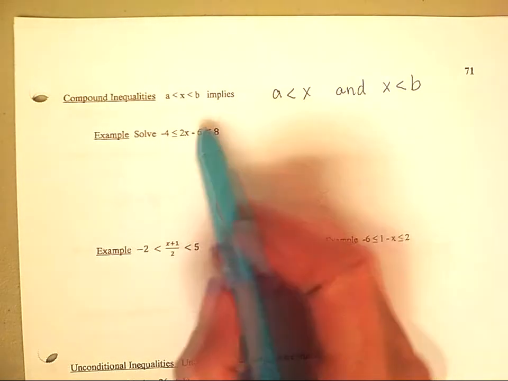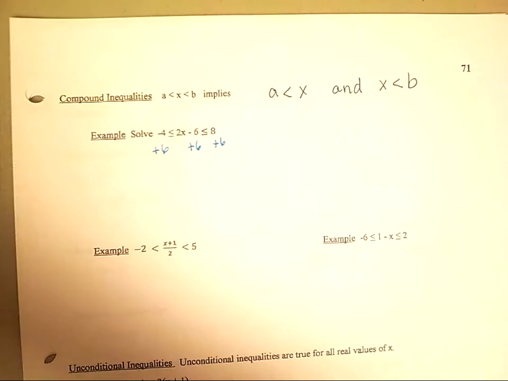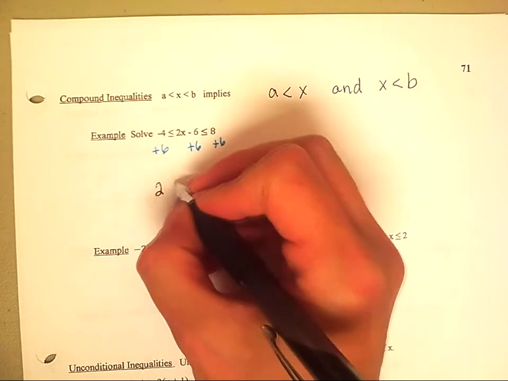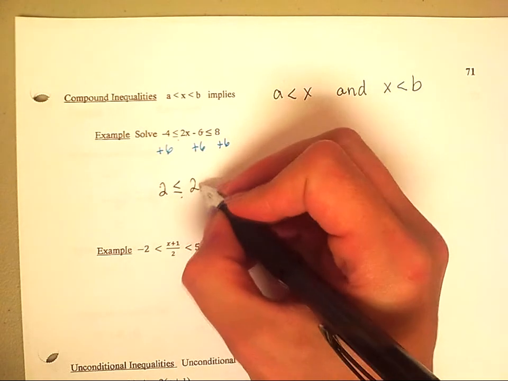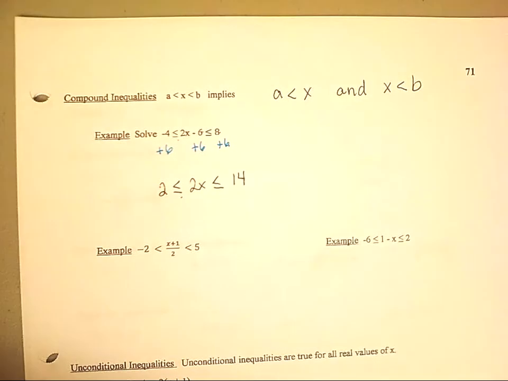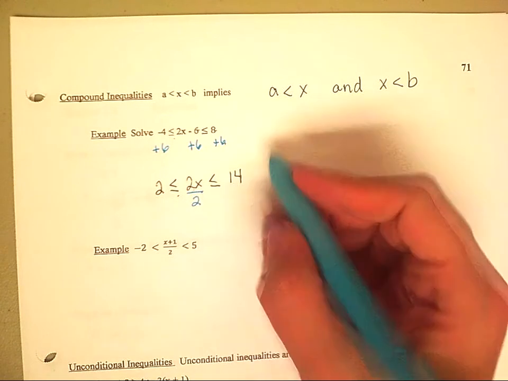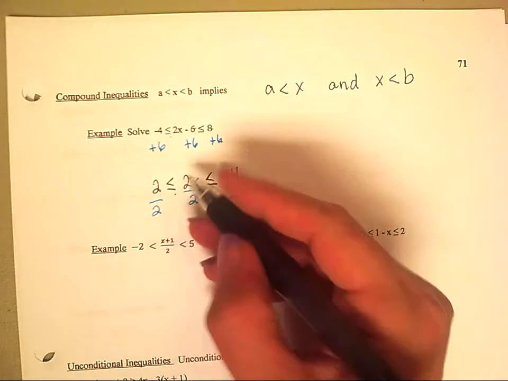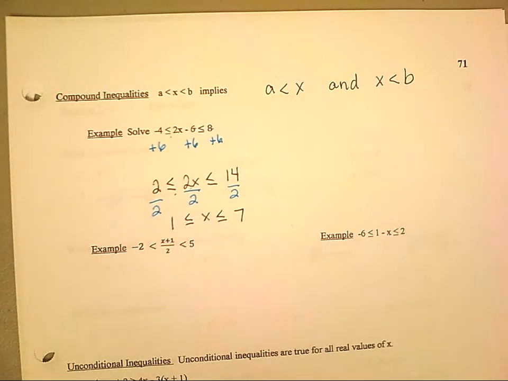So one thing I want to do is get to x. We want the x to be in the middle. So let's get rid of everything else. I could add 6 to all sides. Now negative 4 plus 6 is positive 2, keeping the sign less than or equal to. This goes to 0, so we're just left with 2x in the middle, less than or equal to 8 plus 6, or 14. And then we can divide everything by 2 to get to x. So 2 divided by 2 is 1, less than or equal to x, less than or equal to 7.